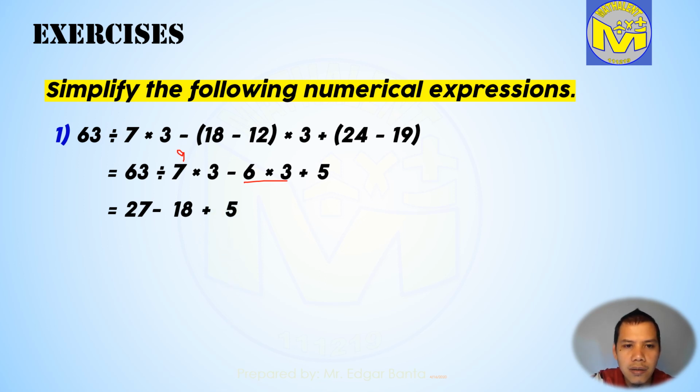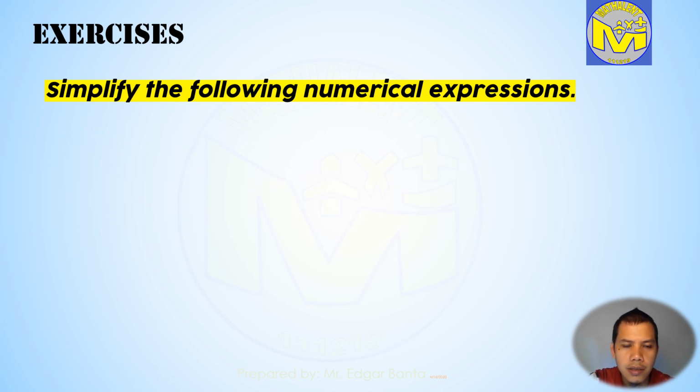Now we have just minus and plus, or subtraction and addition. So let's just do it from left to right. Okay, so 27 minus 18, how many? 27 minus 18 is equal to 9. So then 9 plus 5 is equal to 14. That's it. We are finished in number 1. Let's go to the next slide.